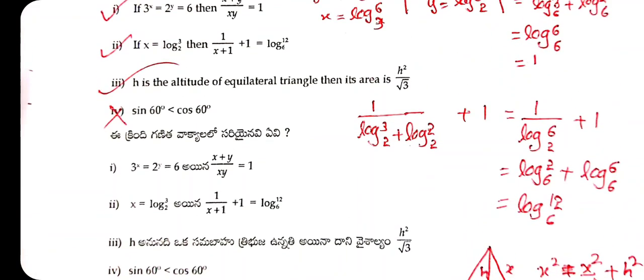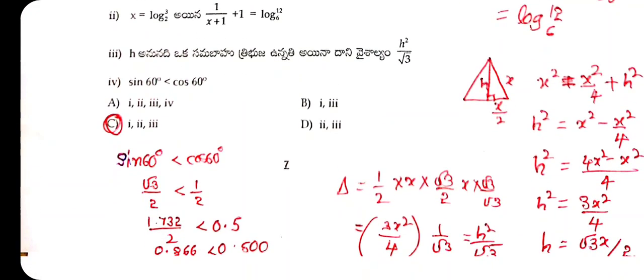But the fourth one is wrong. That is, sin 60 is root 3 by 2 and cos 60 is 1 by 2. We know very well if you divide 1.732 by 2, then you will get 0.866. This is 0.500. So obviously it is wrong. So 1, 2, 3 is the correct answer.